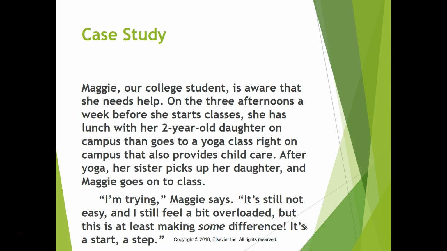So Maggie, our college student, is aware that she needs help. On the 3 afternoons a week before she starts classes, she has lunch with her 2-year-old daughter on campus, then goes to a yoga class right on campus that also provides childcare. After yoga, her sister picks up her daughter, and then Maggie goes on to class. So she has a little bit of support from friends and from family members. So a family member is taking care of her daughter, which kind of relieves her of some of that responsibility.